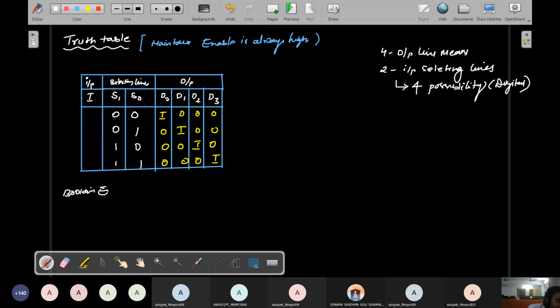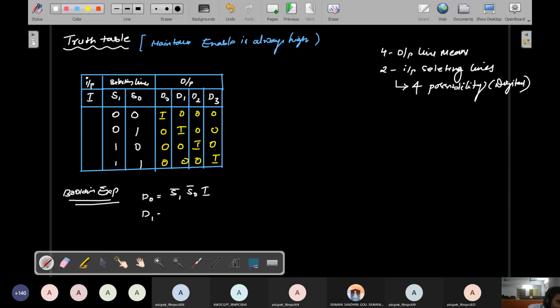Boolean expression. I write the Boolean expression individually, because D0 is an output, D1 is an output, D2 is an output, D3 is an output. Now I'll write each output as a Boolean expression. What is the D0 output? The D0 output is nothing but the input I into the possibility 0 0, which is the complement of S0 and S1. So your output D0 is equal to S1 bar S0 bar into I. Okay, because your input is I.